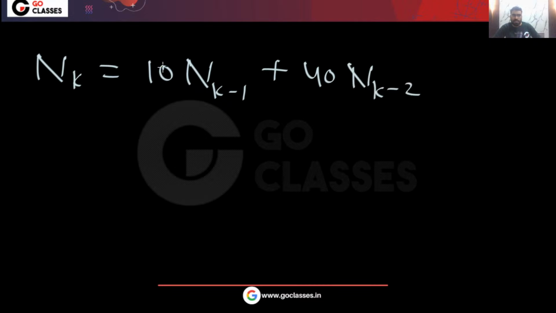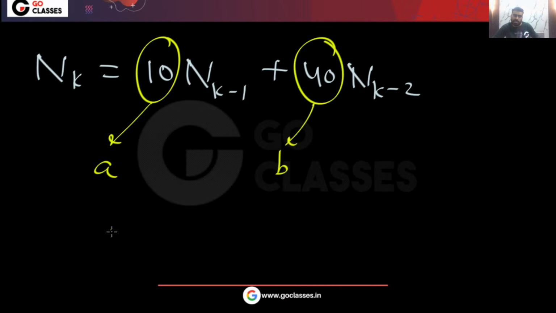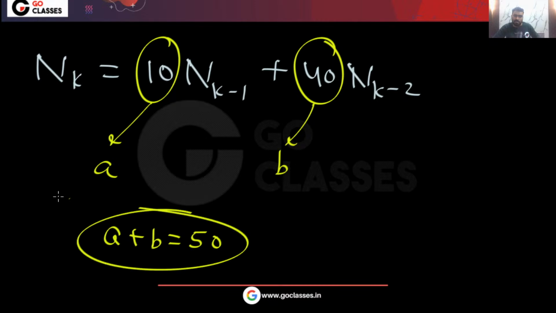Is this clear? So this is your value of a. We are calling it a. In the question they are calling it a, and they are calling it b. So you can see a plus b is basically 50. So this is how you can write the recurrence relation. I hope you understood this. Please tell me, did you understand this solution?